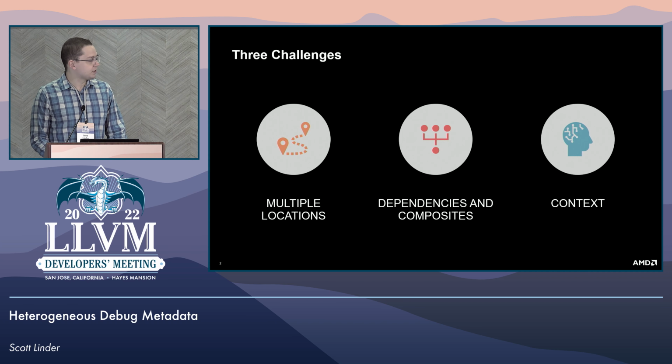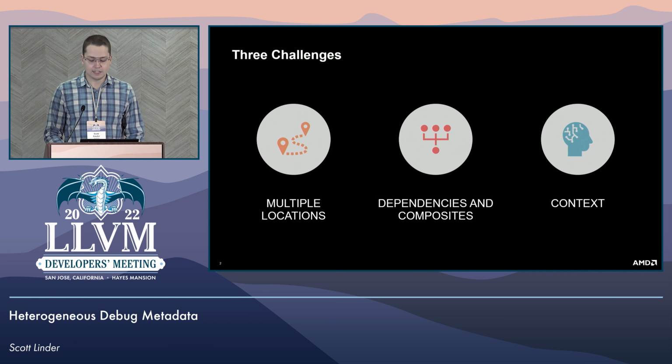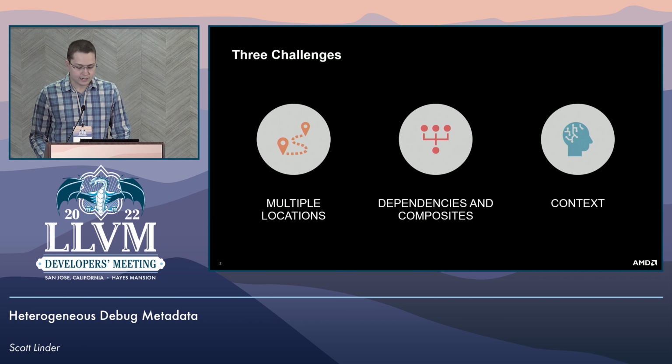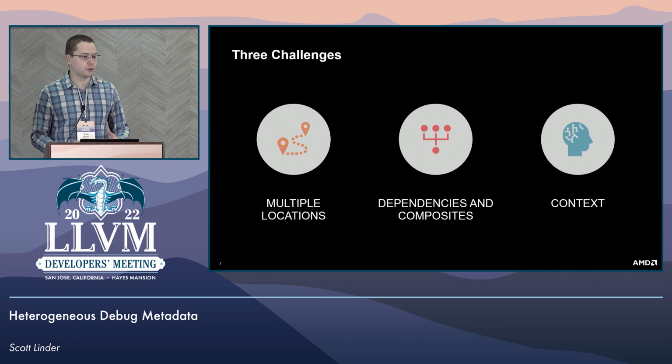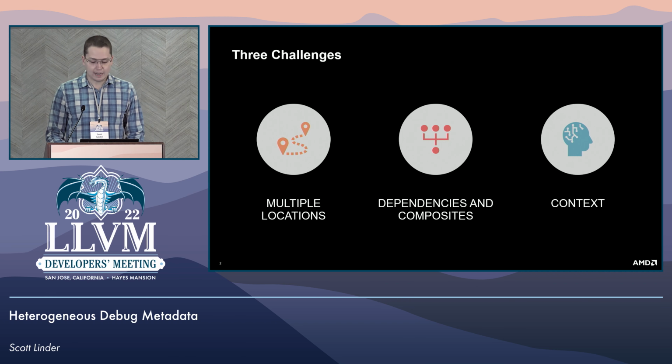Second, dependencies and composites. So the design we have today makes factoring out expressions impossible, and it tends to interact poorly with a solution for multiple locations. And third, context. So the existing debug info relies on a lot of context, which often leads to confusion for compiler developers and also adds to the work the compiler has to do.